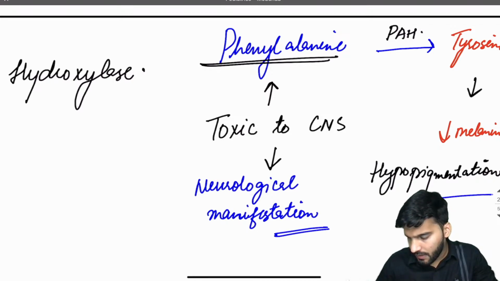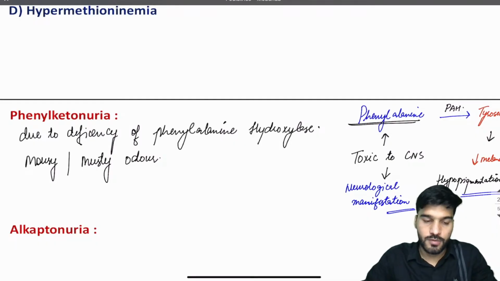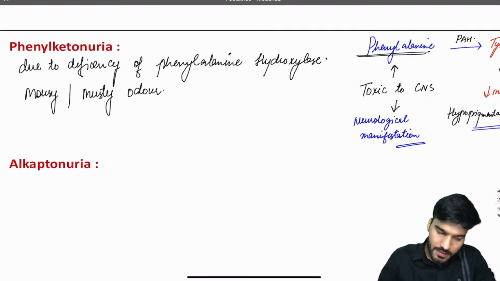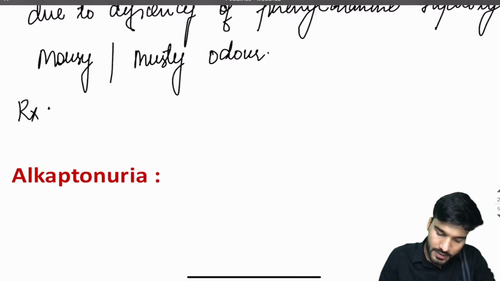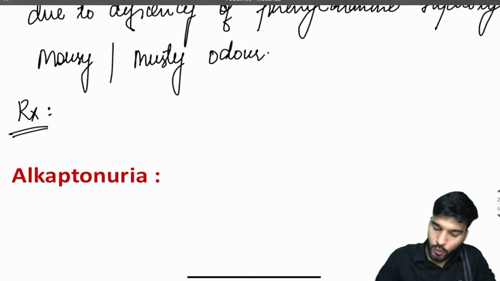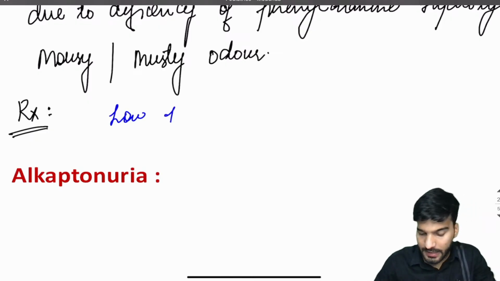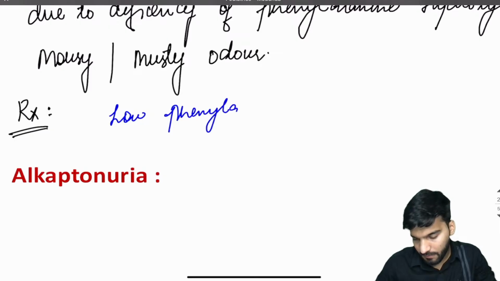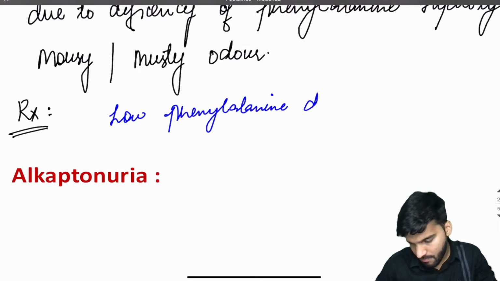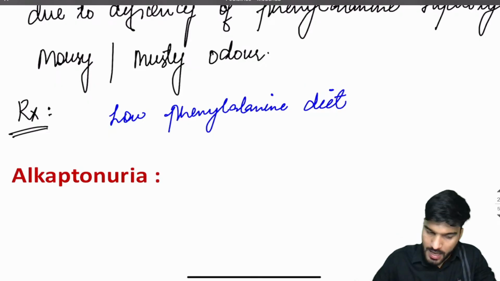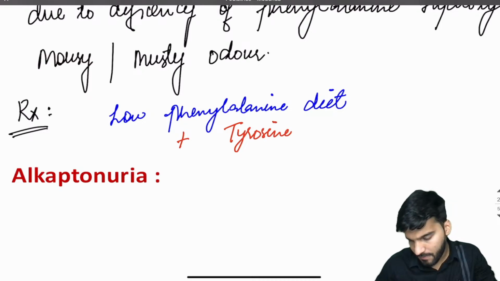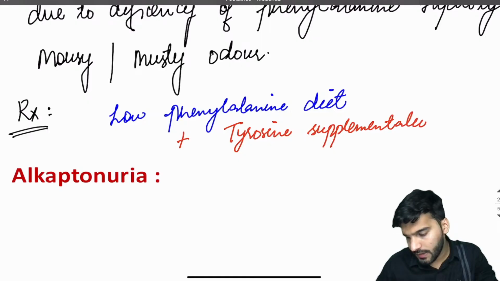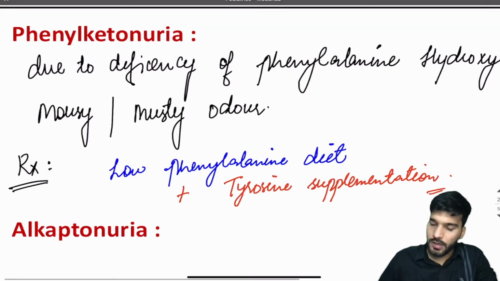Child can have the neurological manifestation. Okay, so remember what the treatments are? Low phenylalanine diet and tyrosine supplementation. What will be the treatment for this condition? So we need to give a low phenylalanine diet and tyrosine supplementation. So this is about phenylketonuria.